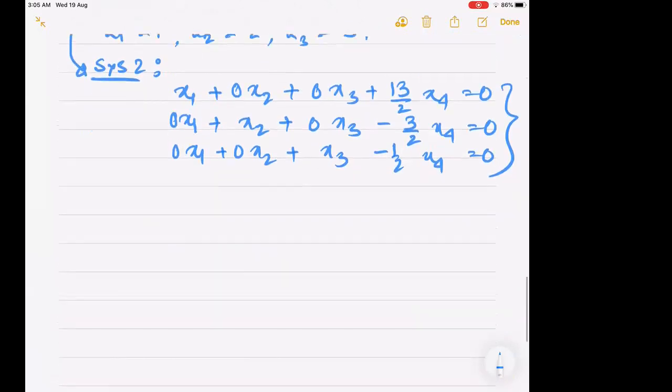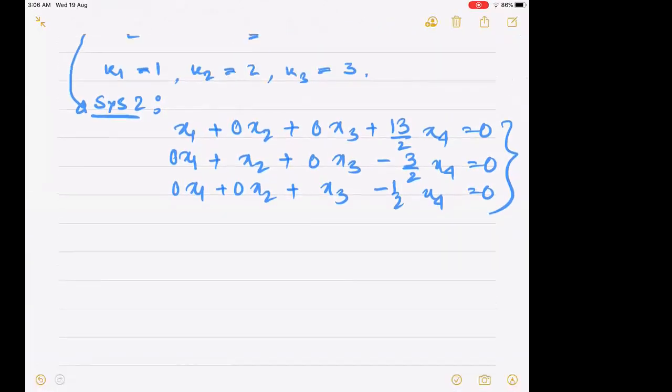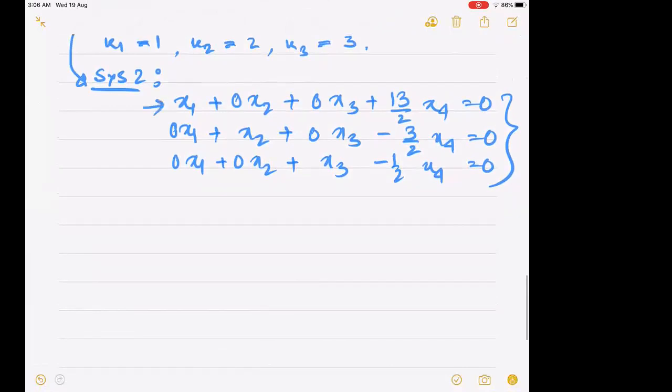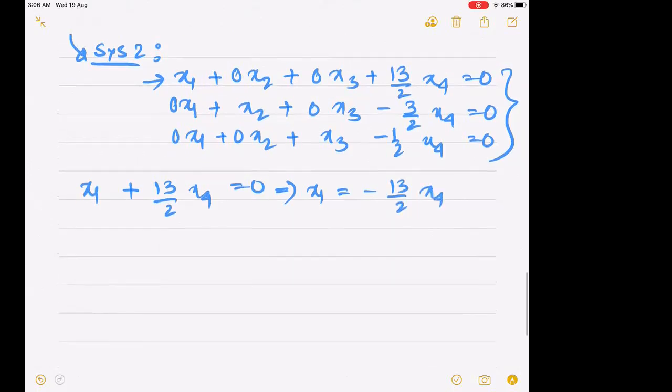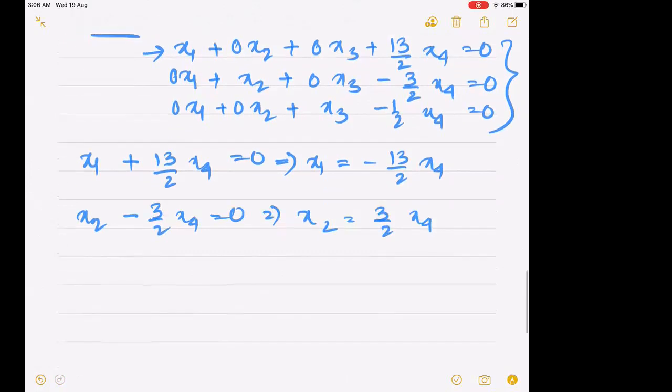You see, for system 2, I know that each equation is like this one. So this is x1 plus just 13 by 2 x4, which implies x1 must be equal to minus 13 by 2 x4. The second equation is x2 minus 3 by 2 x4 equals 0, which implies x2 must be equal to 3 by 2 x4.